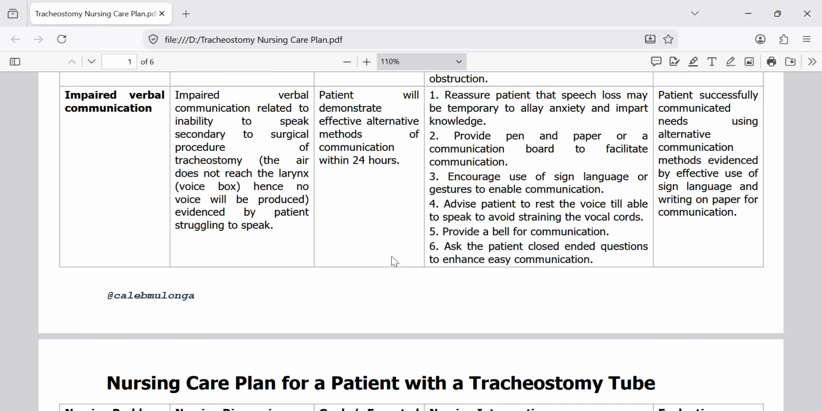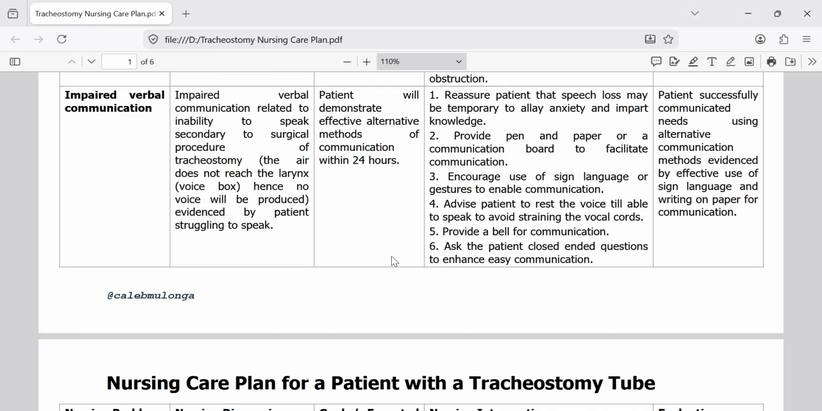Number 3, I will encourage the patient to use sign language or gestures to enable communication with others. Number 4, I will advise the patient to rest the voice till able to speak, to avoid straining the vocal cords, therefore causing more damage. Okay, we can also provide things such as a communication bell. Those are rare, but they can be found, especially in hospitals in countries that are a bit more developed.